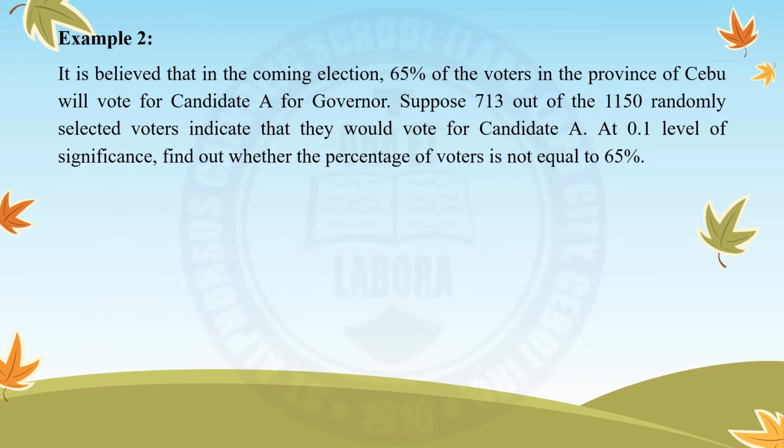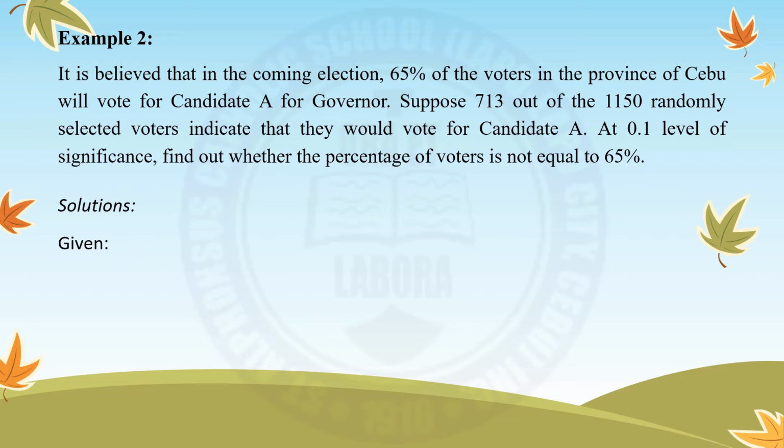For example number 2, it is believed that in the coming election, 65% of the voters in the province of Cebu will vote for candidate A for governor. Suppose 713 out of the 1,150 randomly selected voters indicate that they would vote for candidate A. At 0.1 level of significance, find out whether the percentage of voters is not equal to 65%. So, here are the solutions.